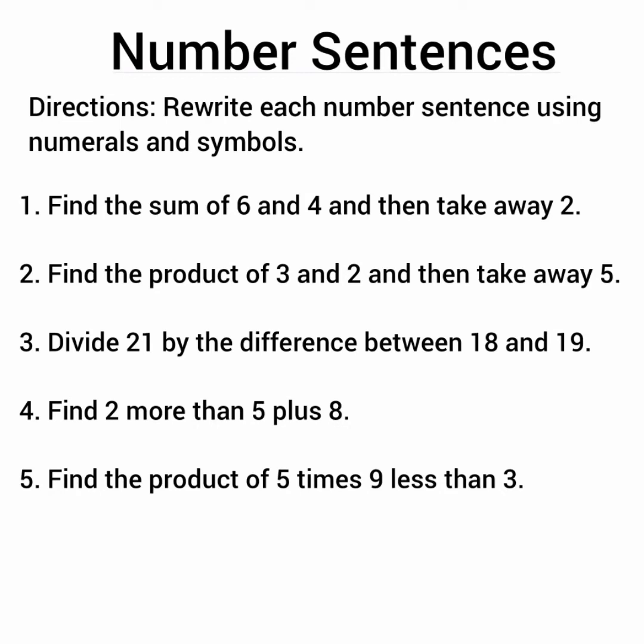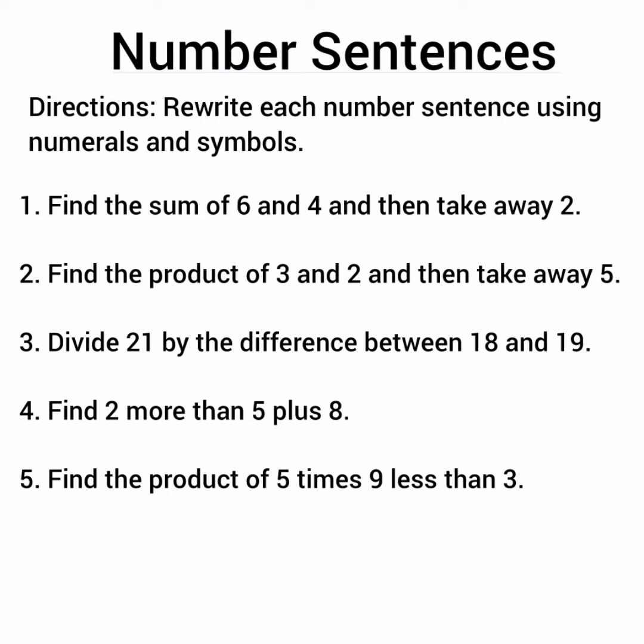Looking at the directions for the number sentences, they say, rewrite each number sentence using numerals and symbols. So I've got 5 examples here that we're going to go over. And then upon finishing these 5, I have a bonus activity with 5 different ones that are similar to this, but not exact. So let's just take a look at number 1. Number 1 says, find the sum of 6 and 4 and then take away 2.